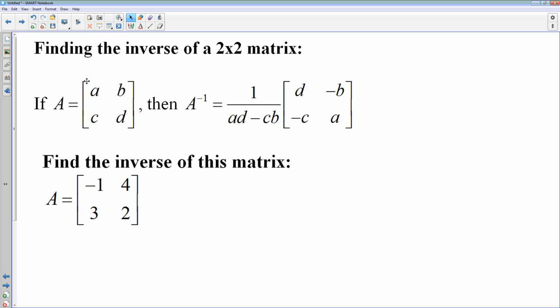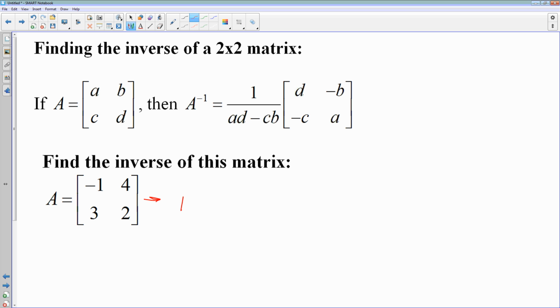And to find the inverse of a 2 by 2 matrix, we simply follow this formula. There is another way we could do it, which I'm going to talk about in just a minute. But this is how we would find the inverse of a 2 by 2 matrix. So we start with A, B, C, D, then you use this formula right here. So let's do the inverse of this matrix right here.